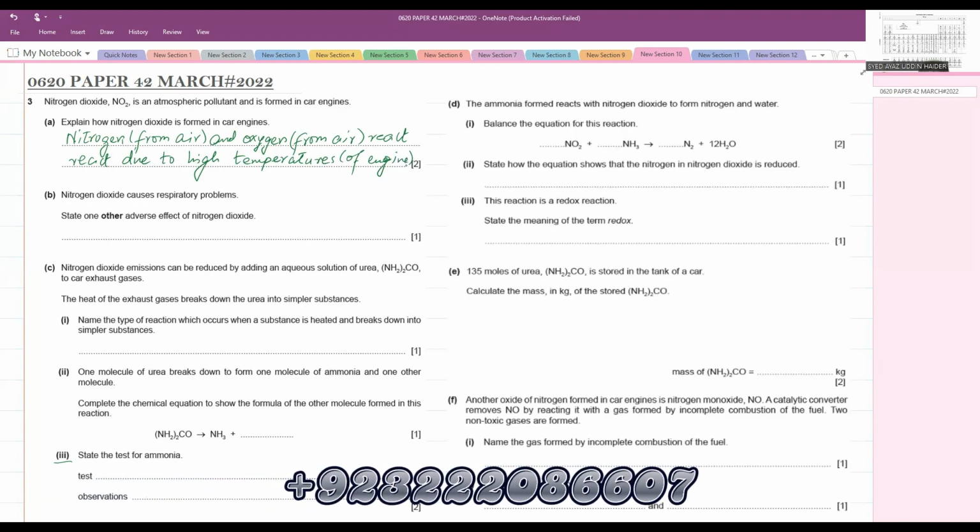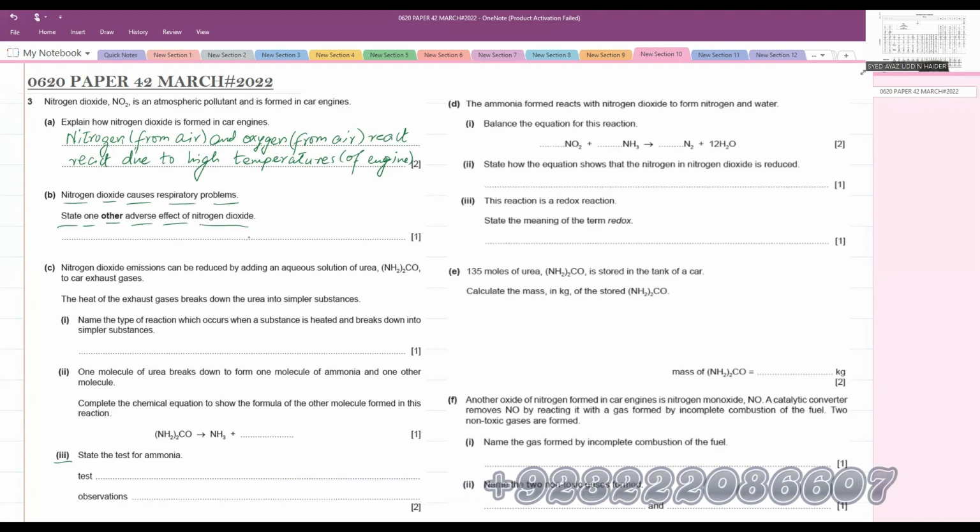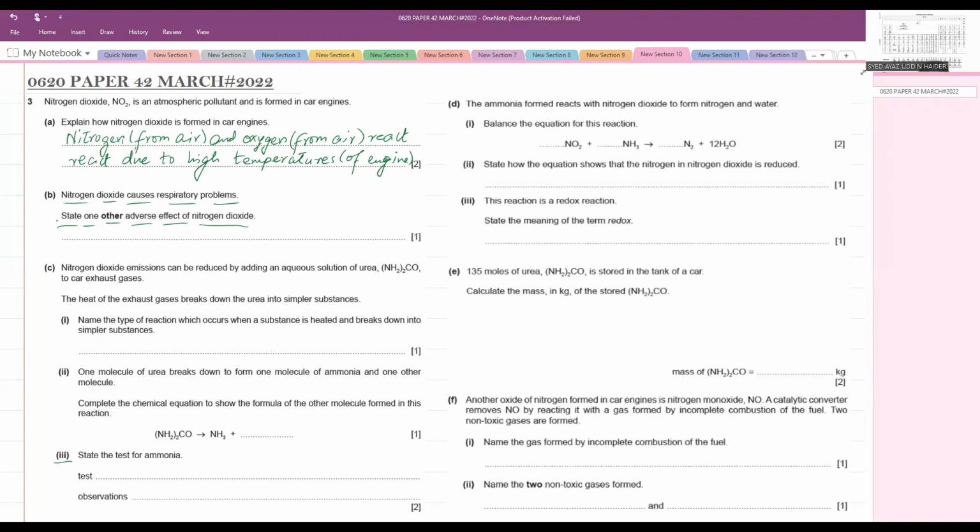In part B, nitrogen dioxide causes respiratory problems. State one other adverse effect of nitrogen dioxide. You have to write any one adverse or harmful effect of nitrogen dioxide. They have already mentioned respiratory problems. Therefore, the other adverse effect will be acid rain.